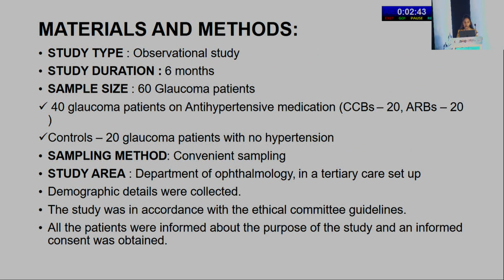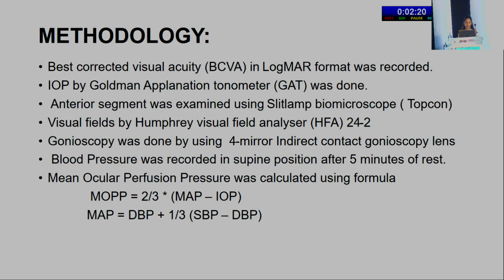Coming to materials and methods, the study type is an observational study. Study duration is 6 months. Sample size is 60 glaucoma patients. Sampling method is convenience sampling at a tertiary care center. Demographic details were collected. The study was in accordance with the ethical committee guidelines. All the patients were informed about the purpose of the study and informed consent was obtained.